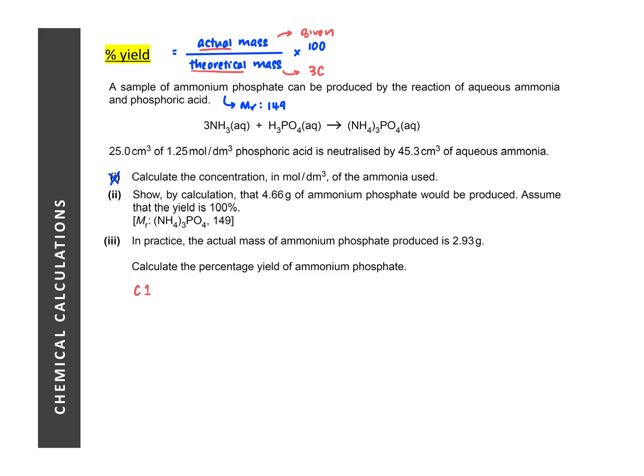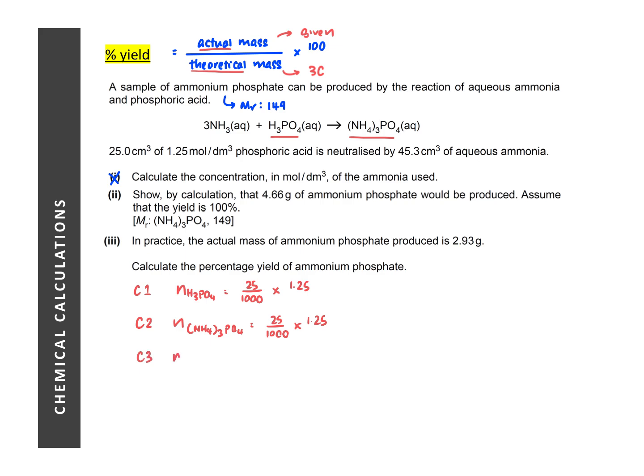So first C is to convert to moles. What can we convert to moles? We have the concentration and volume of phosphoric acid. So we can find the number of moles of phosphoric acid to be 25 over 1000, concentration times volume again. And then C2 is to compare the mole ratio between phosphoric acid and ammonium phosphate. So in this case, the ratio is 1:1, meaning your ammonium phosphate would have the same number of moles as your phosphoric acid.